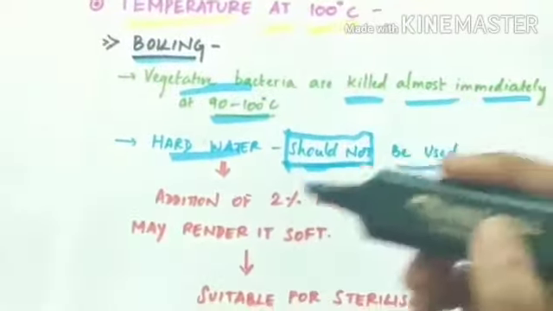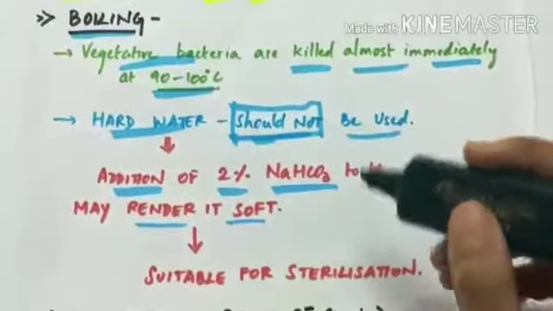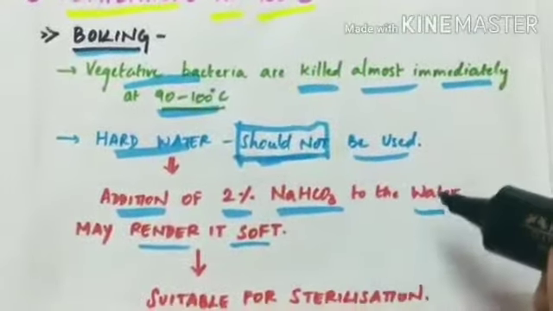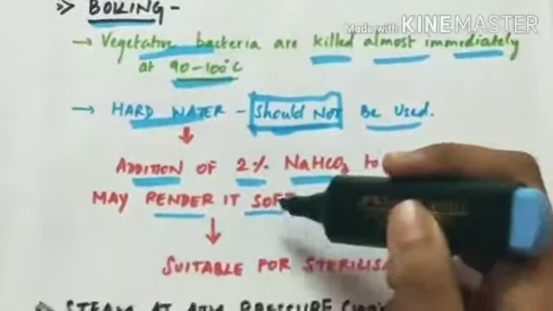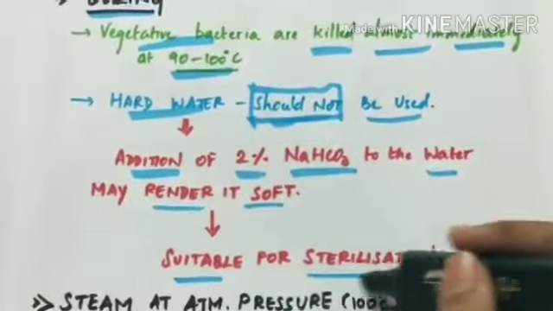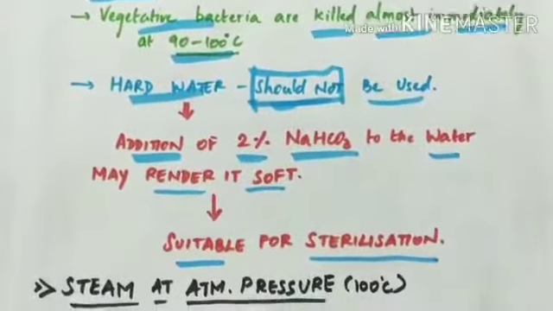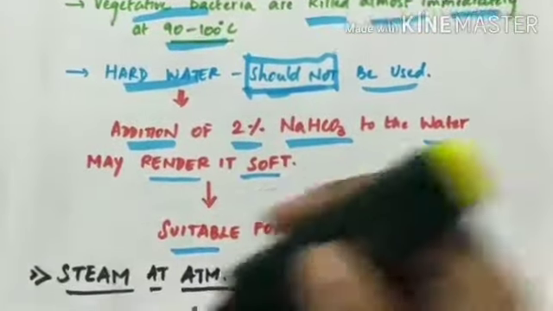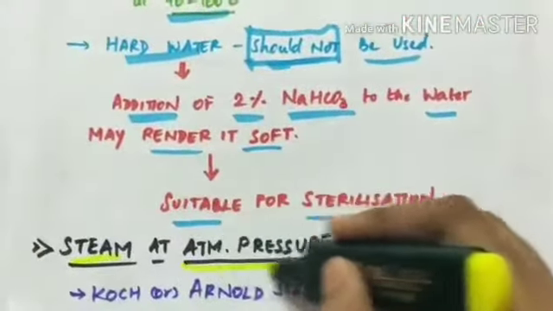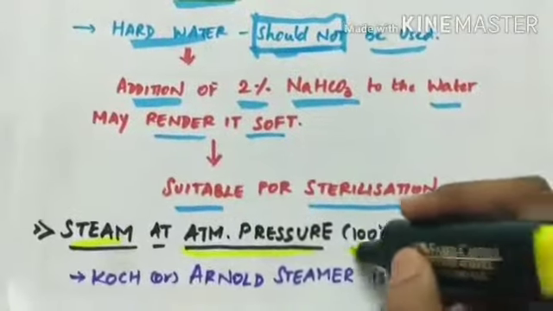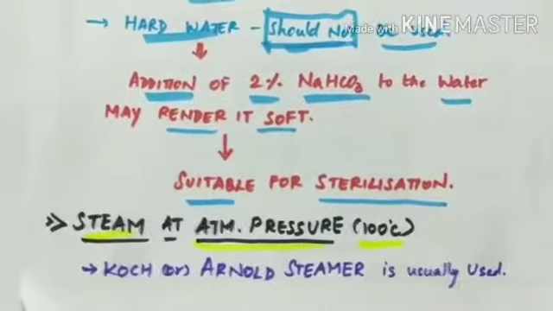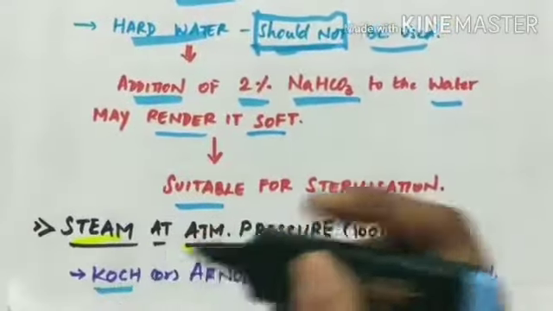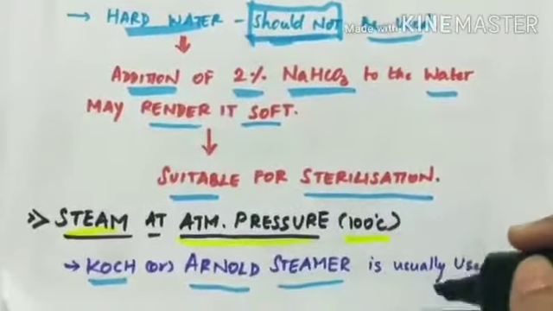Should not. Addition of 2% sodium bicarbonate to the hard water may render it soft, thereby making it suitable for sterilization. Next is steam at atmospheric pressure at 100 degrees Celsius. For this purpose, Koch or Arnold steamer is usually used.